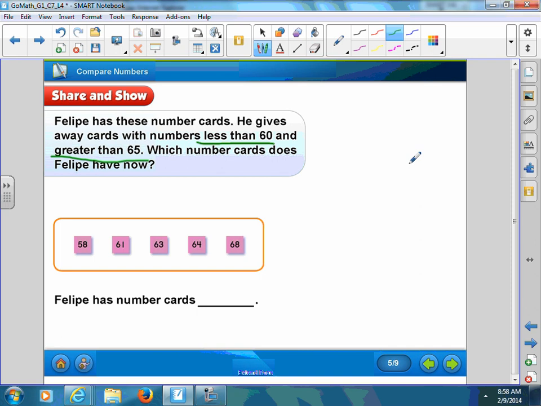So we're going to start with the ones that are less than, smaller than 60. 58 is smaller than 60. All the others are greater than 60. And greater than 65. So Felipe has 61, 63, and 65.